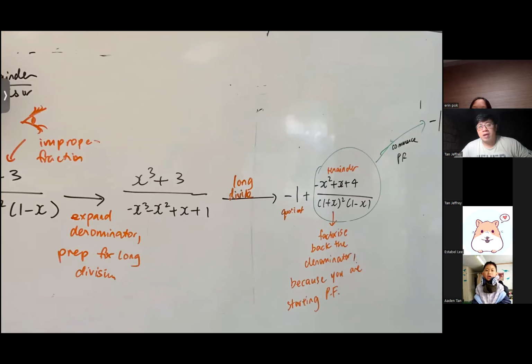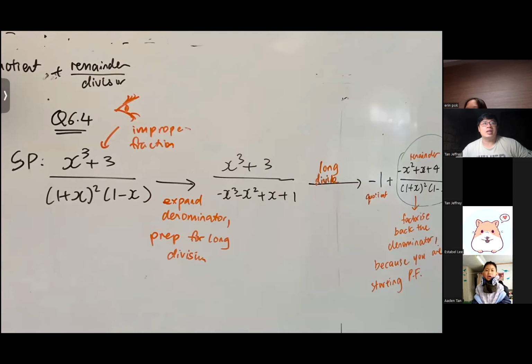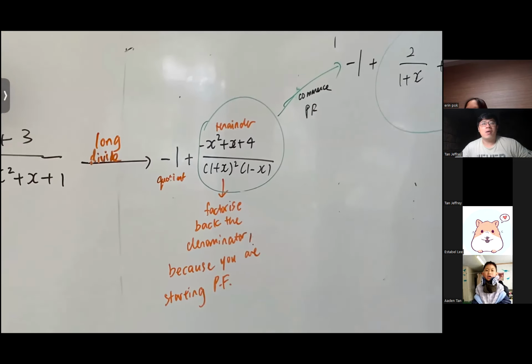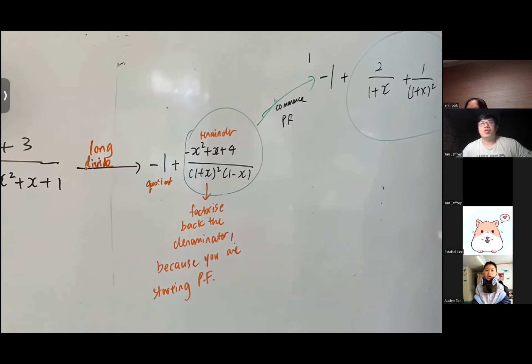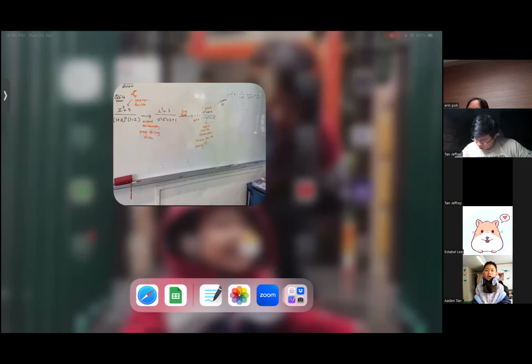After you long divide, you realize that the denominator needs to be factorized back. So my denominator is expanded to long divide, then factorized back, and the quotient is -1, which does not take part in any of the partial fraction. Whereas the remainder is put on top, and I factorize back because I'm doing partial fraction. For the remainder, you do partial fraction, then you get the 3 steps. You get the idea?